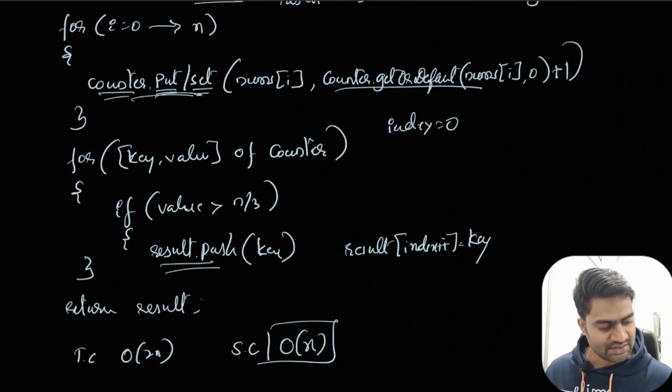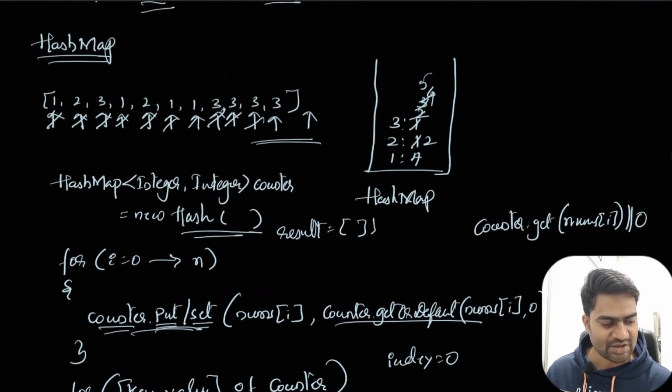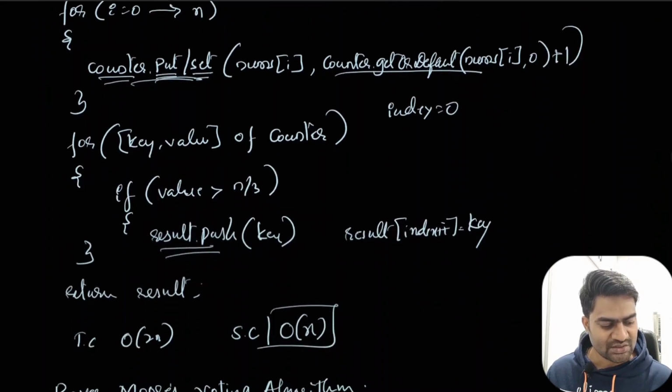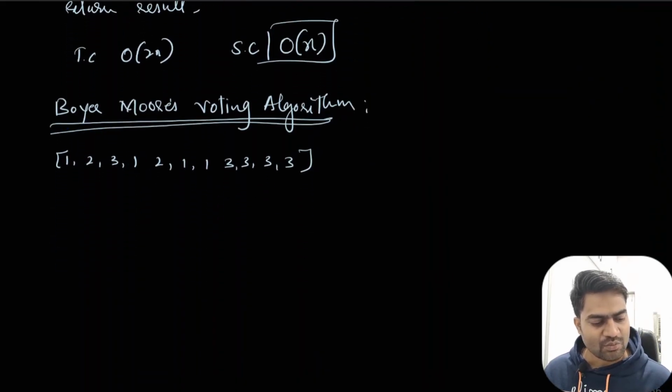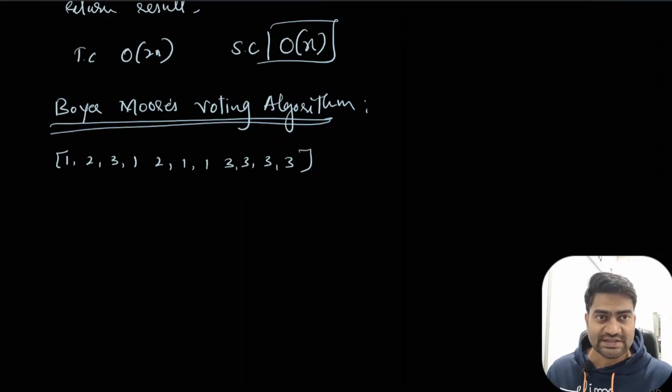So if you see, this particular algorithm takes extra space, correct? Which is O of n, which is this particular hash map. If we want to further improve our algorithm, then we will have to eliminate the usage of this hash map. So how to do that? For that, we need to use Boyer-Moore's voting algorithm. If you have seen my previous video, I have already explained how this Boyer-Moore's voting algorithm works.